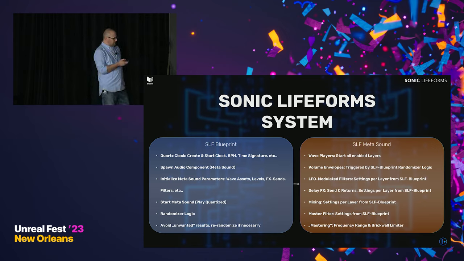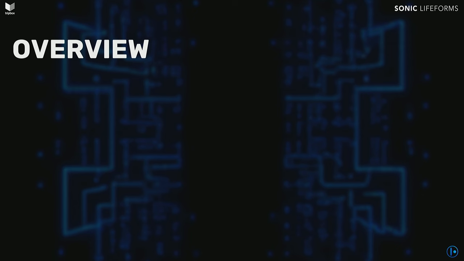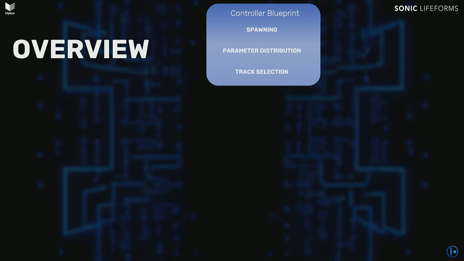But in order to do that, I have to introduce one more level in the hierarchy. So that would be something like that. I like to call it the master of disaster blueprint because it's controlling everything. It's responsible for spawning everything. It holds all parameters for all tracks. Everything is stored in there and being distributed from there. And if I'm selecting a new track from the menu, it will be responsible for spawning all the new systems and killing off the old ones. So that's what the master controller blueprint here does.